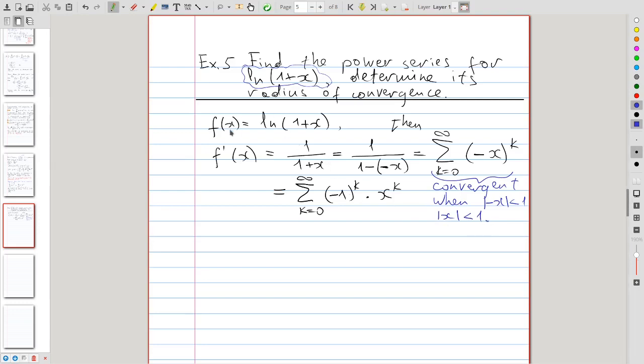So here we have the power series representation for f prime of x, and we know it is convergent when absolute value x is less than 1. So once again, the equality we have just obtained looks like this. f prime of x is equal to the sum of minus 1 to the k times x to the k when absolute value x is less than 1.